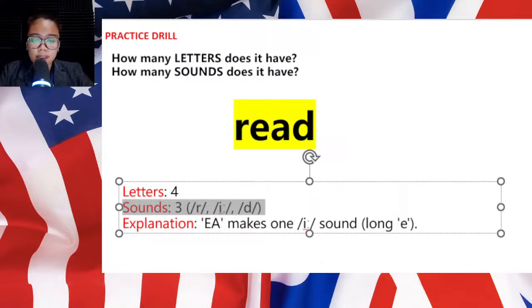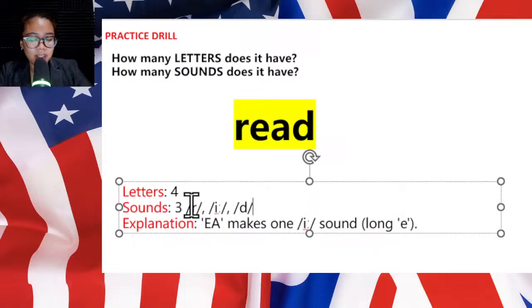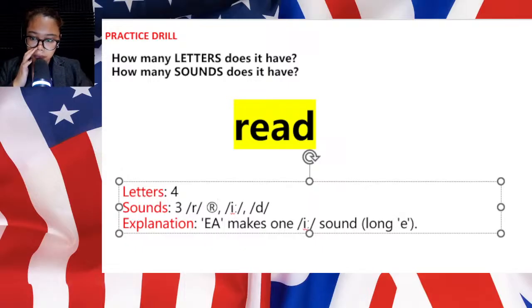sounds. The first sound is the R sound. The letter R sound. So here, the first sound is R, the letter R sound. Okay, so that is the first sound, from the letter R.